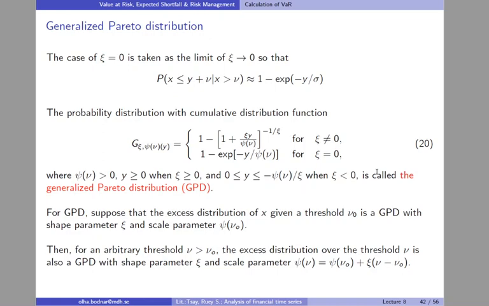For the generalized Pareto distribution, we suppose that the excess distribution of x given a threshold v sub 0 is a generalized Pareto distribution with the shape parameter e and scale parameter psi of v sub 0. Then for an arbitrary threshold, I mean v greater than v sub 0, the excess distribution over the threshold is also a generalized Pareto distribution with the same shape parameter and the scale parameter psi of v, which is psi of v sub 0 plus the shape factor times v minus v sub 0.